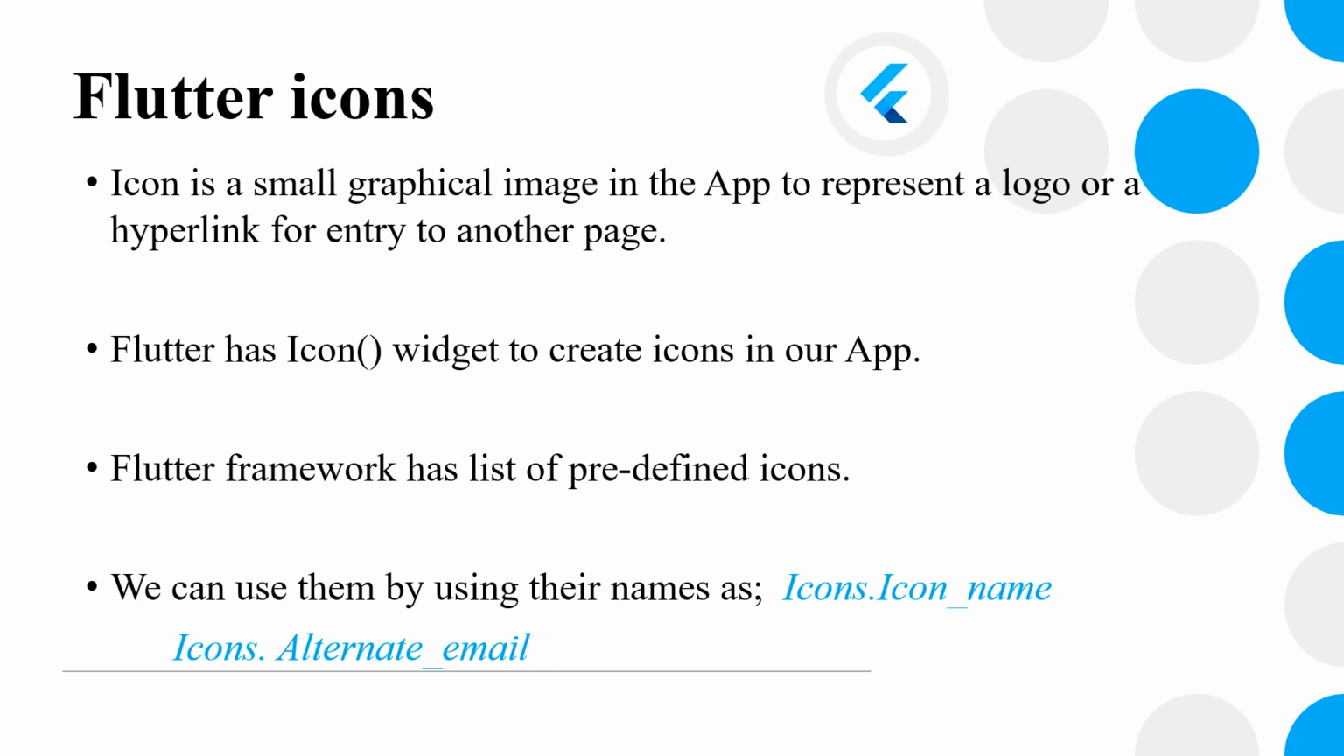For example, Icons.icon_name. That underscore name can be given, that is a list of icons. For example, Icons.alternate_email is one of the icons.